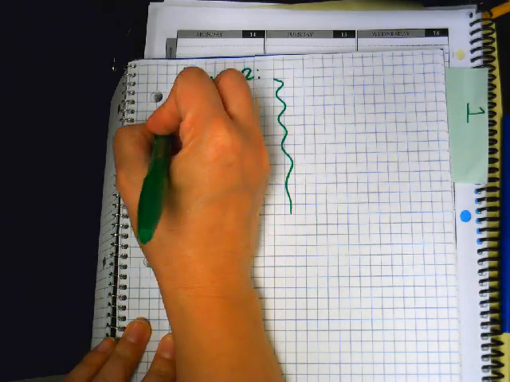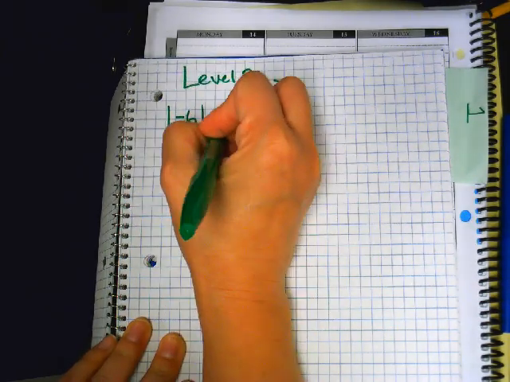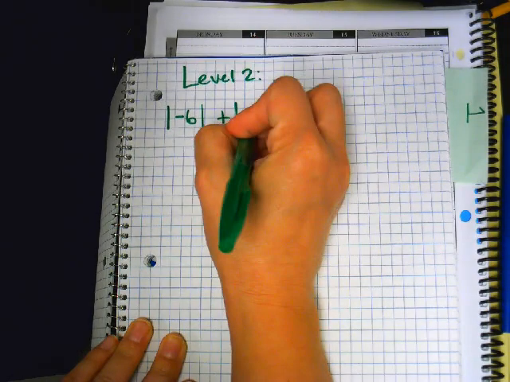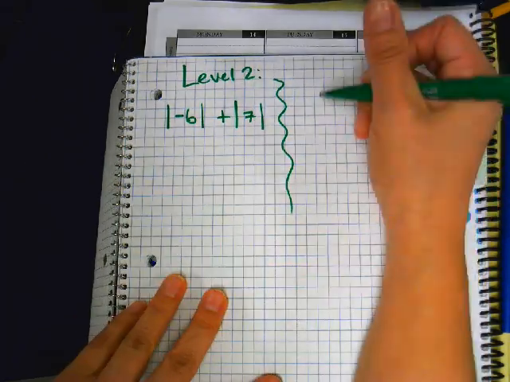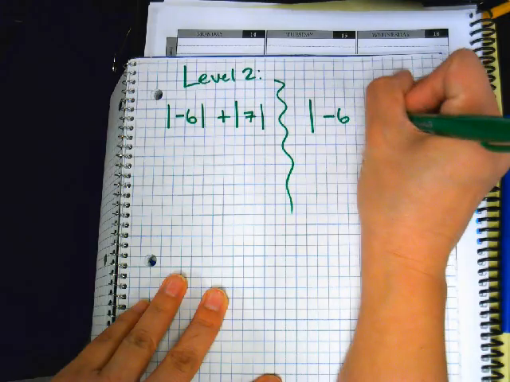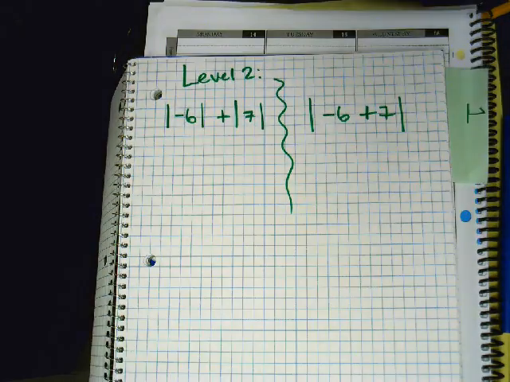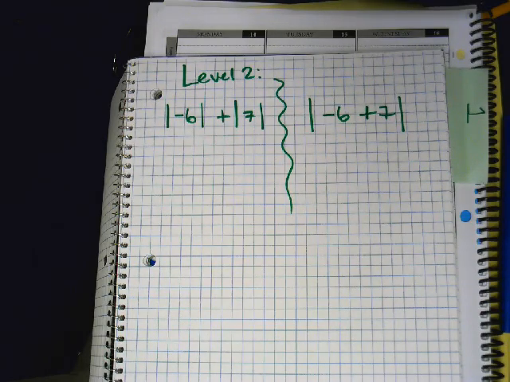So what if I give you negative 6 plus absolute value of 7? So the absolute value of negative 6 plus the absolute value of 7, compared to the absolute value of negative 6 plus 7 all in the bars. Are we going to have the same answer? Is that negative 7 or 7? It's 7. We are not going to have the same answers.